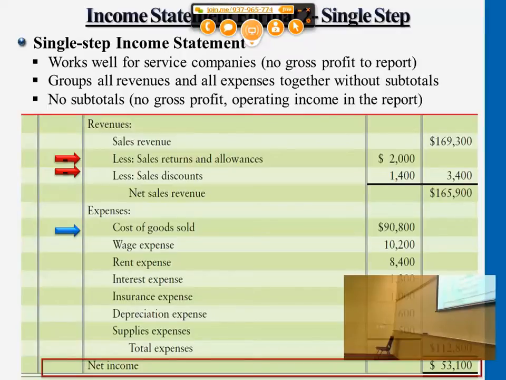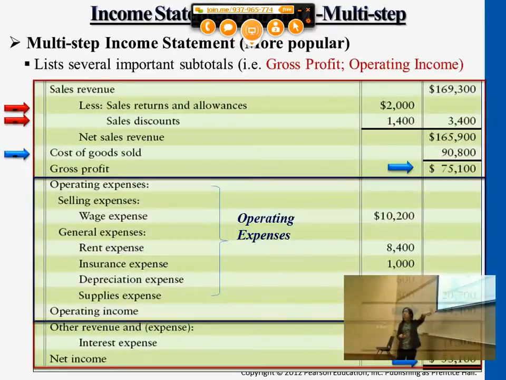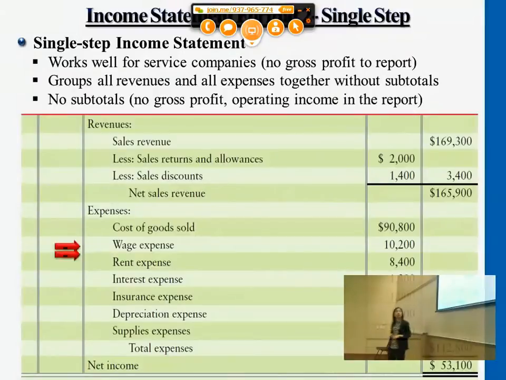So this is the single step income statement. Now contra accounts you still see subtracted right underneath sales revenue. And then all the revenues and all the expenses are grouped together. The subtotal is here. So you use all the expenses to subtract from the total revenue to get to net income. The net income you see here will be exactly the same as this, just a different format.